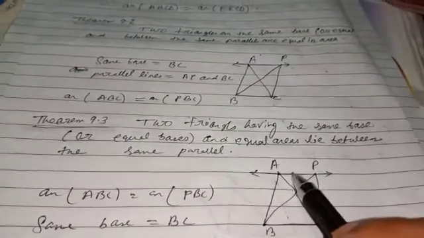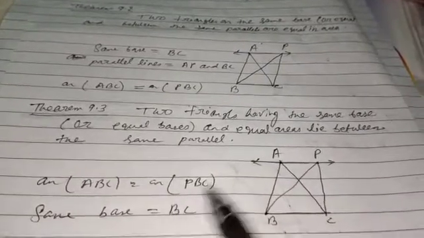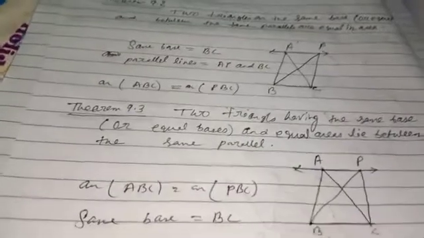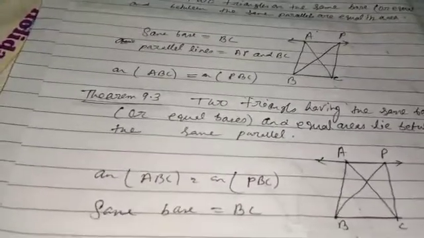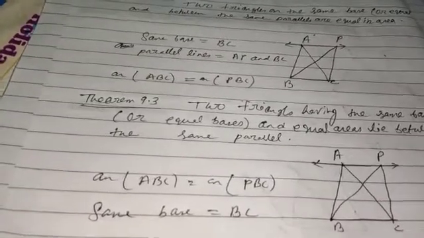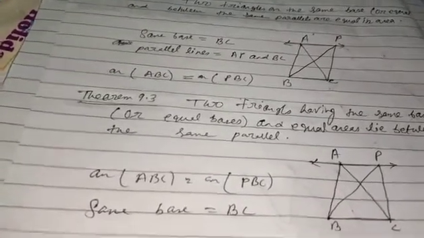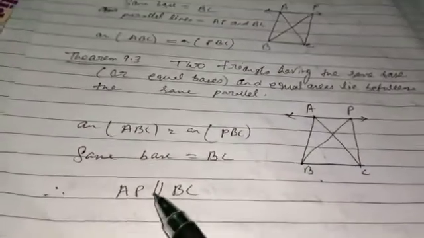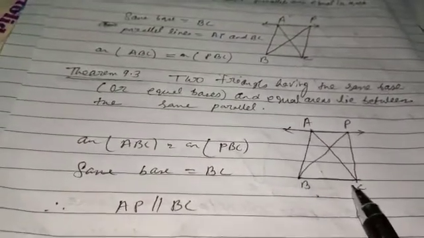It is not given that this AP is parallel to BC, but it is given that area of ABC is equal to area of PBC and they have the same base. So you can say that they lie between the same parallel lines. Okay, it's like a converse. If the areas are equal and they have the same base, then they lie between the same parallel. Therefore, you can say AP is parallel to BC.